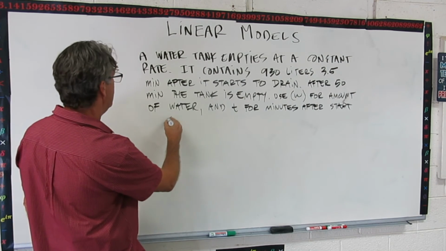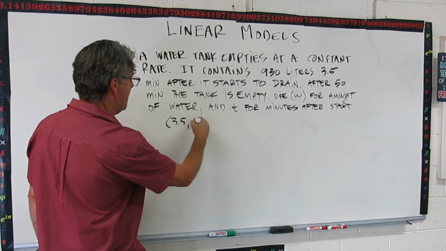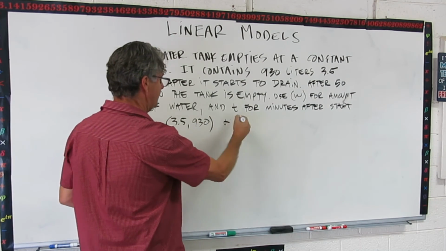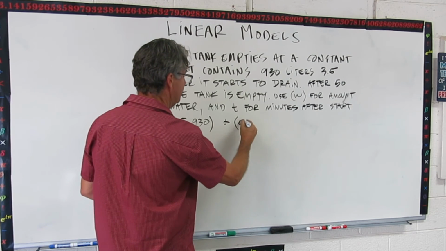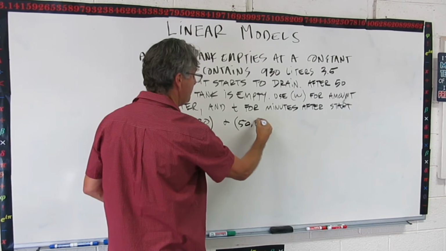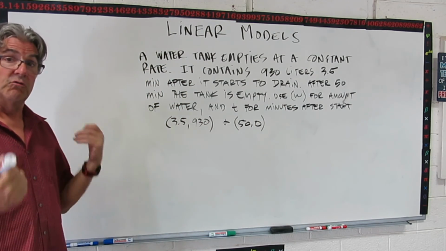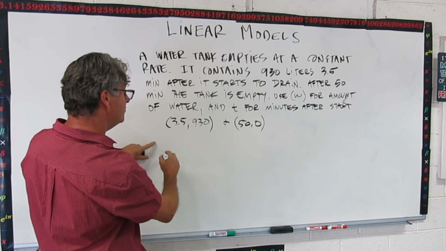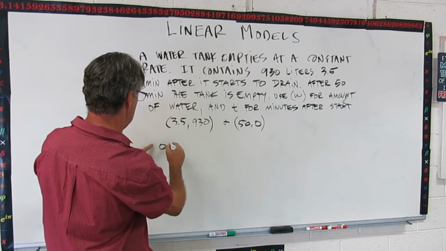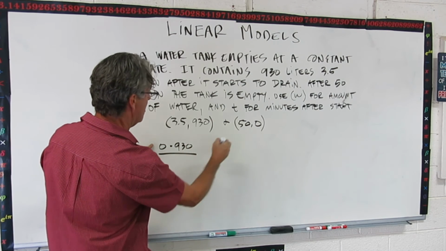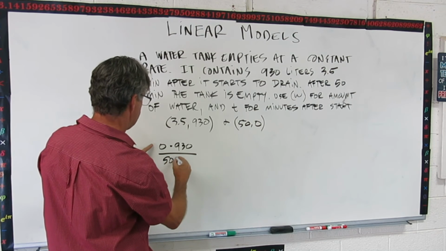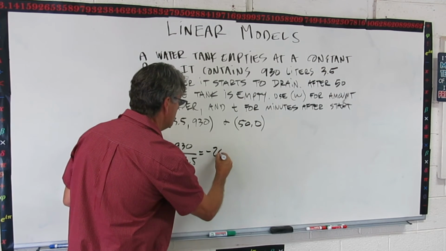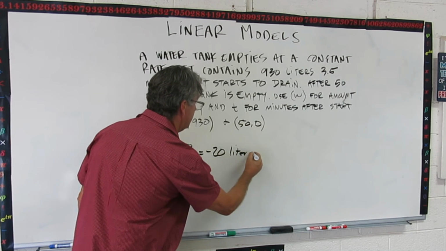So we have the point 3.5, 930. That's after 3.5 minutes, it's got 930 liters. And then the other point is 50, 0. After 50 minutes, it's got nothing in it. So there's our 2 points. Rate of change is going to be the slope between these 2 points. So y2 is going to be 0 minus 930, y1, over x2, 50 minus 3.5. If you do the math on that, this is minus 20 liters per minute.